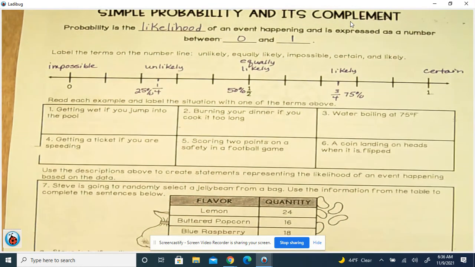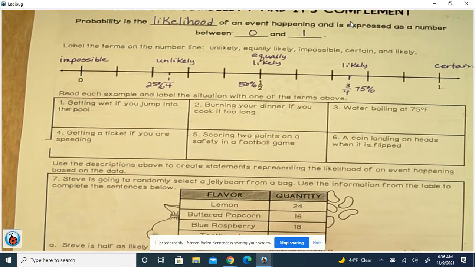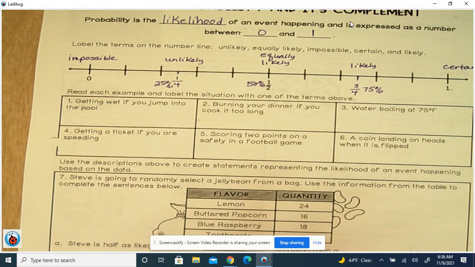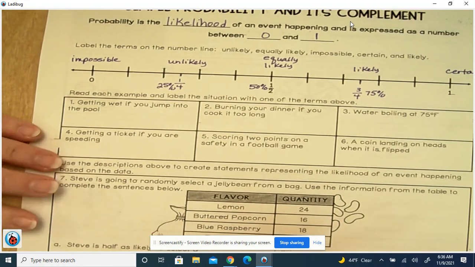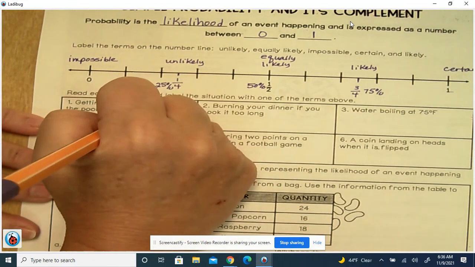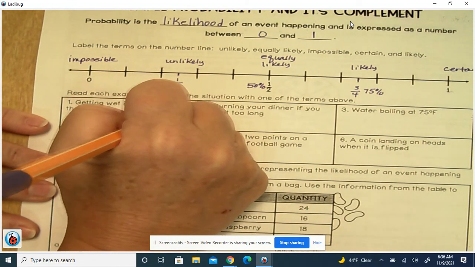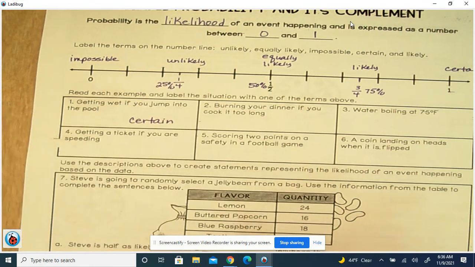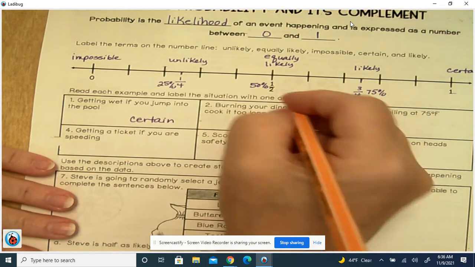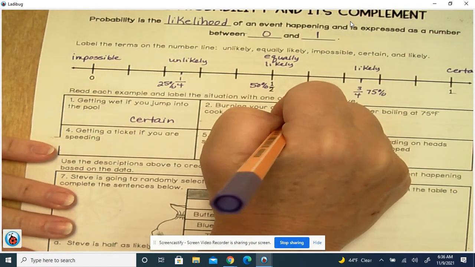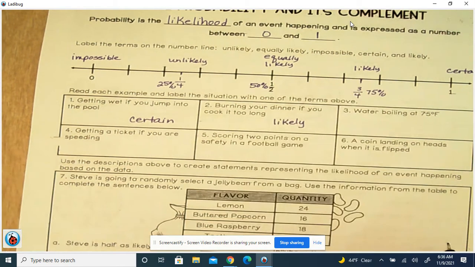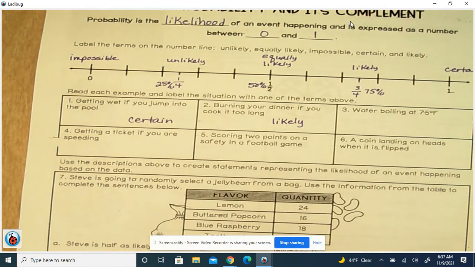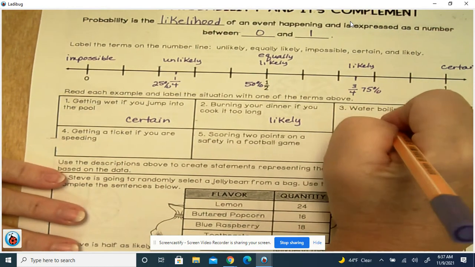All right, so we have some situations down here that we're going to read out and then label with one of the terms that we just wrote down. Getting wet if you jump into a pool. Well, if you jump in a pool, you're going to get wet, so that's certain. Burning your dinner if you cook it too long. It's not certain, but it could be likely going to happen. Water boiling at 75 degrees. That's impossible.